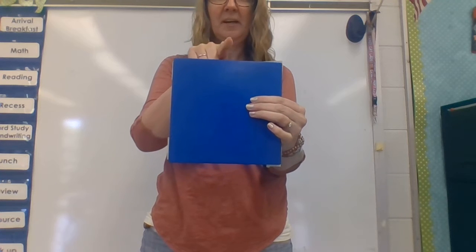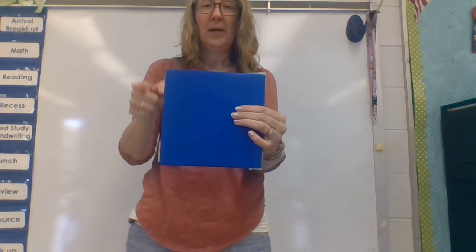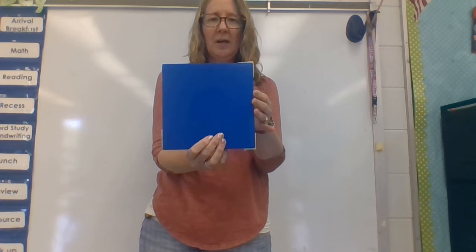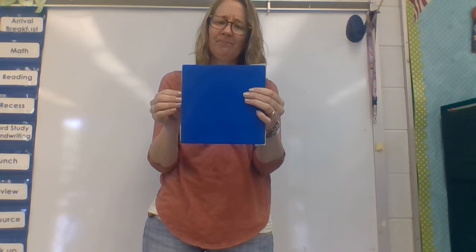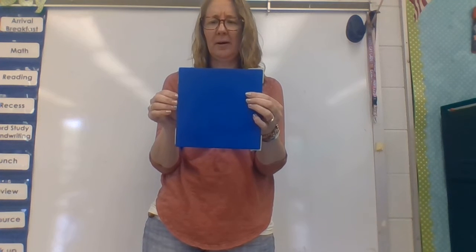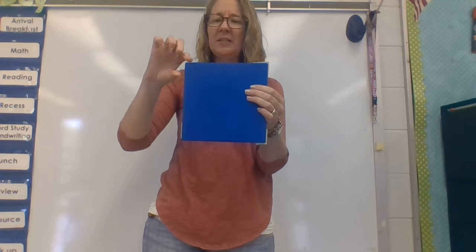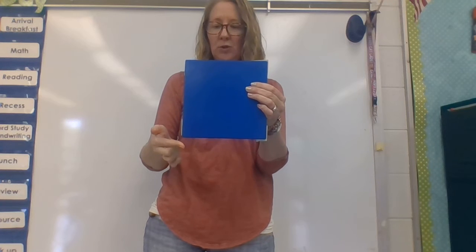Let's count the sides. Here's one side, two sides, three sides, four sides. What do you notice about how long the sides are? That's right. Every side is the same length. How many corners are on this square? Let's see. The corner is the pointy part where two sides come together. So here's one corner, two corners, three corners, four corners.